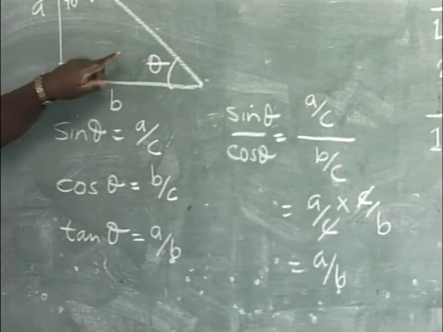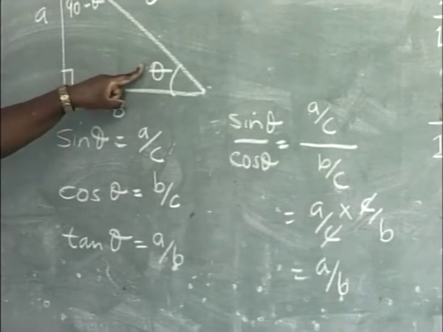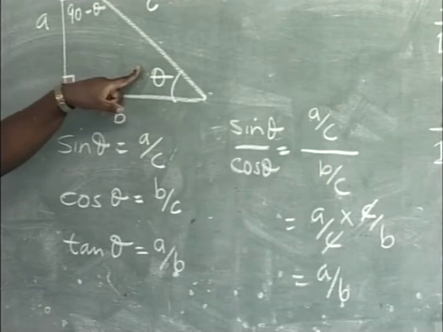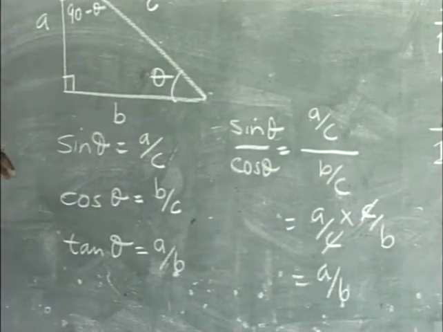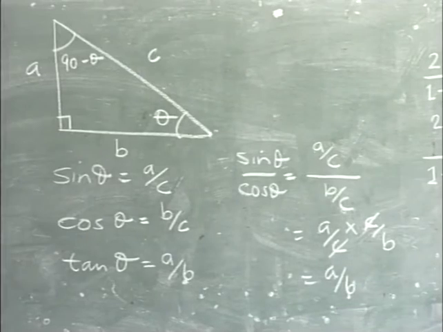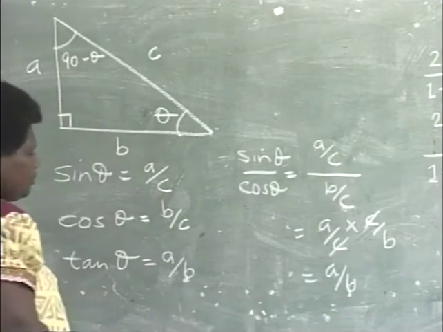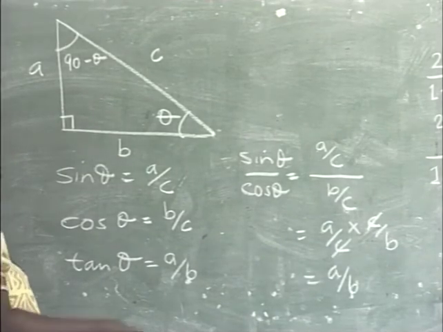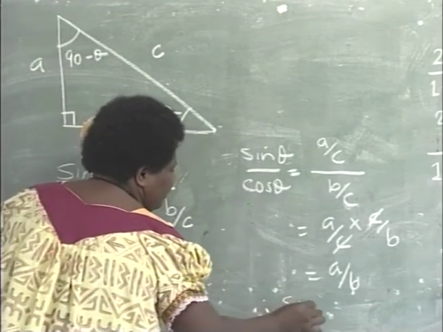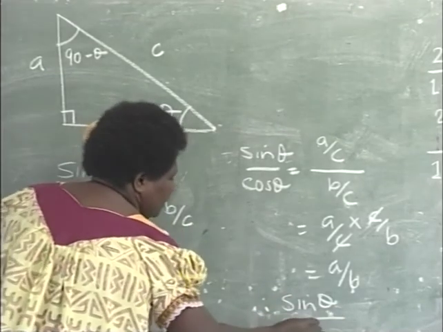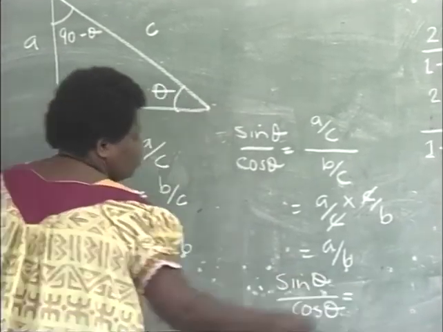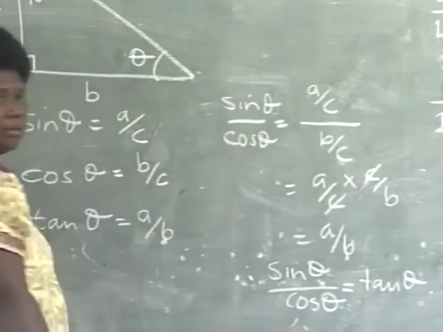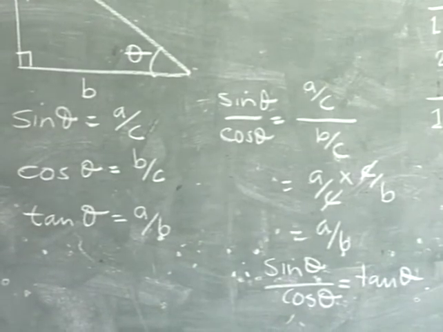Okay, so if this was 60 degrees, and you get sine of 60 and cos of 60, it will be the same as tan of 60 degrees. There is a trig result that you're supposed to remember, and that is sine of any angle divided by cos of the same angle is equal to tangent of that same angle. And I've just shown it on the board.